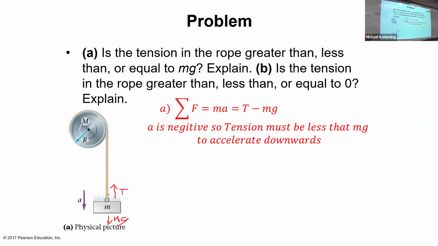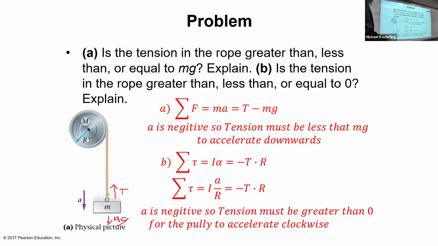So this will have less tension than mg. But if we ask ourselves, is it less than, equal to, or greater than 0? Well, the total torque equals moment of inertia times angular acceleration, which equals minus tension times radius. The angular acceleration is the acceleration over the radius. So again, acceleration is negative, so tension must be greater than 0 for the pulley to accelerate clockwise. So the tension in the rope is positive.